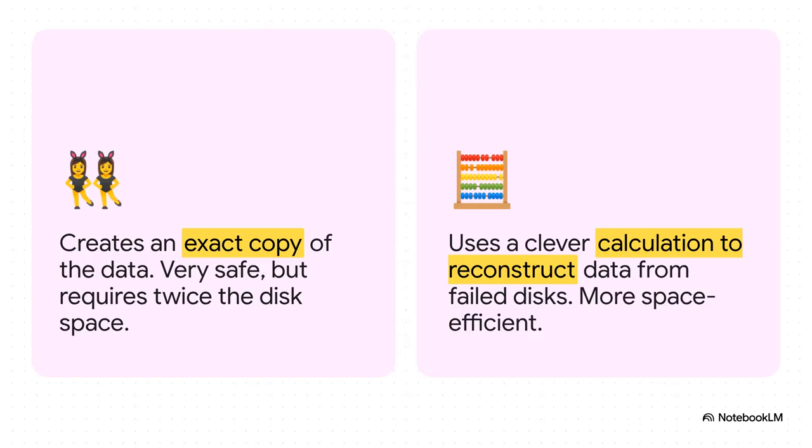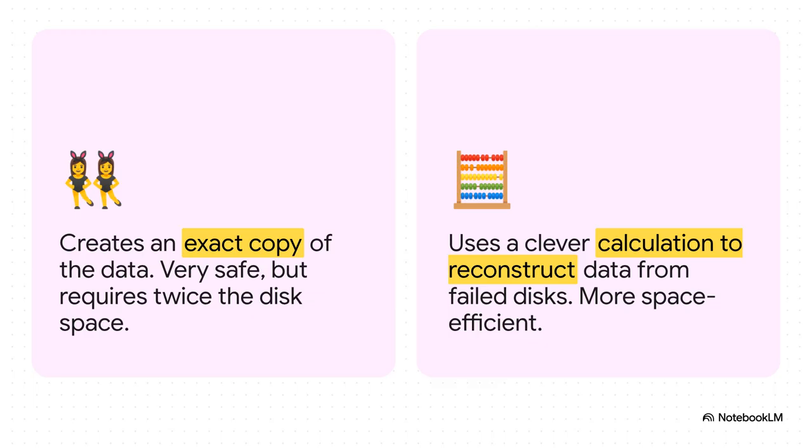To solve that, we need redundancy. The first approach is called mirroring. It's super straightforward. You just make an exact copy of everything. It's very safe, but it also means you need to buy twice as many disks for the same amount of storage. The second and much more efficient method is parity.